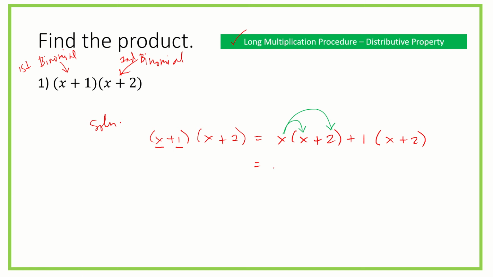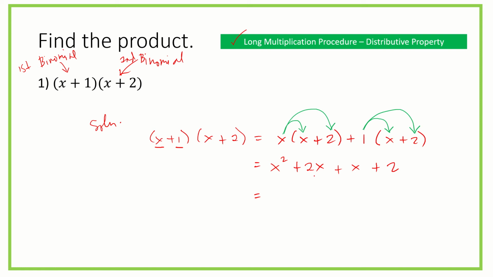x times x is x squared. x times 2 is 2x. Okay, and after that, we have the plus 1 in here. So 1 times x and then 1 times 2. So 1 times x is just an x. Then 1 times 2 is a 2. Then we combine like terms.